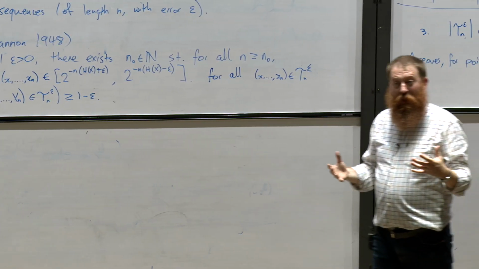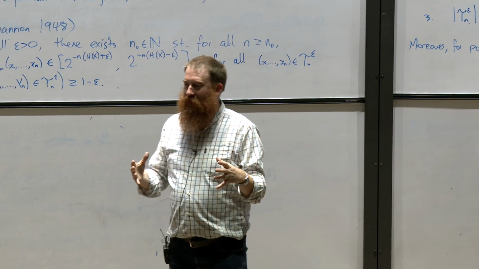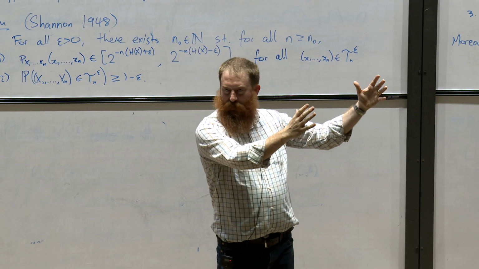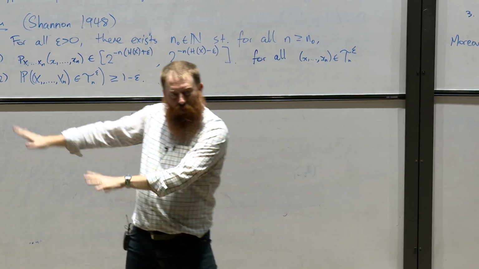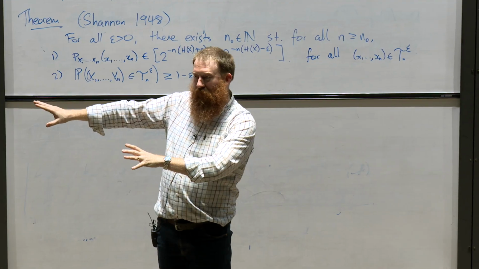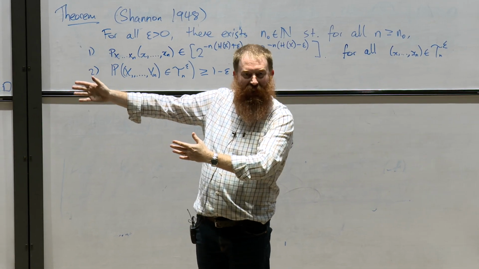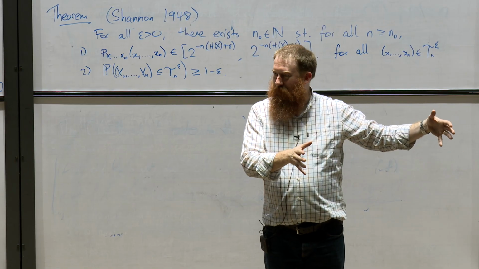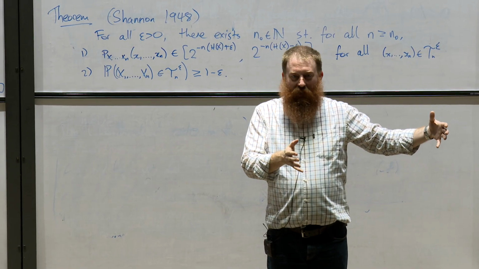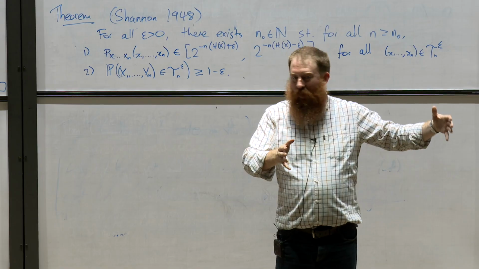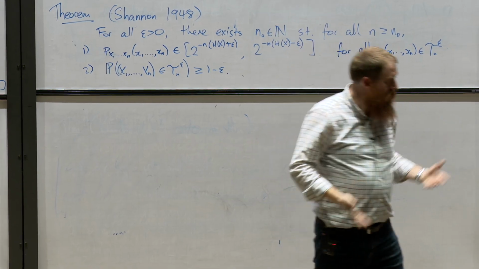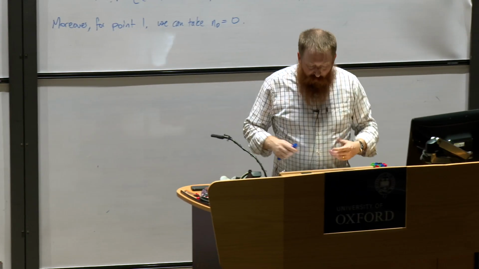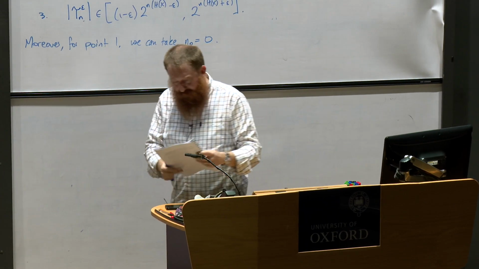And that's great when it comes to coding. We know where we need to focus our attention. We can code the typical sequences efficiently. We can not worry about the atypical sequences because they're pretty rare. And when it comes to coding the typical sequences, we don't need to worry too much about doing that because they're all equally likely. We just make them all equally likely and we're good. So that was Shannon's idea.